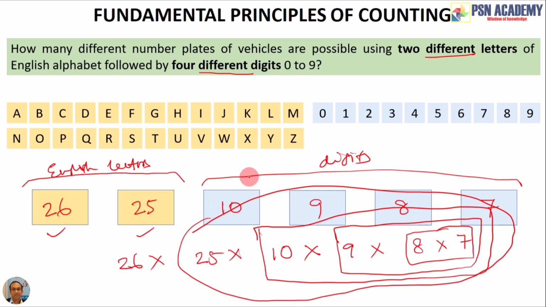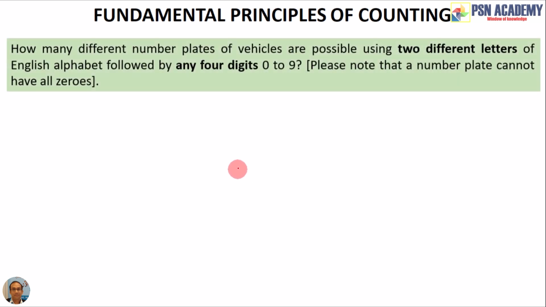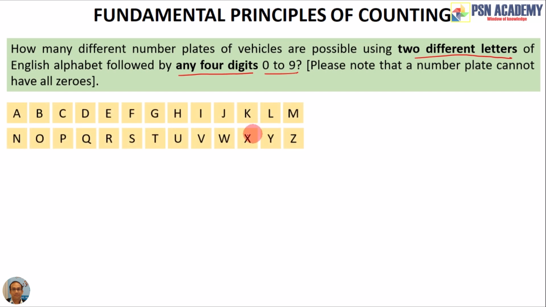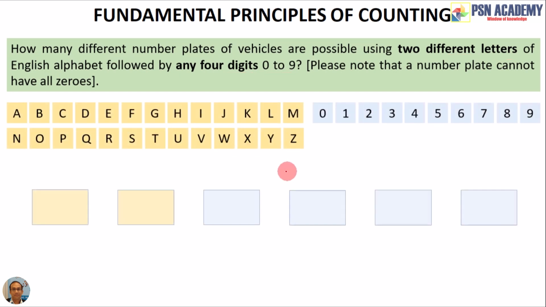Clear? Okay. We go for the same type of problem, but this time we will have 2 different letters and any 4 digits from 0 to 9. The meaning is that you may have repetition of digits. So you have this data source, and here are the boxes for your number plate. Now the first two boxes will have two letters from this alphabet.